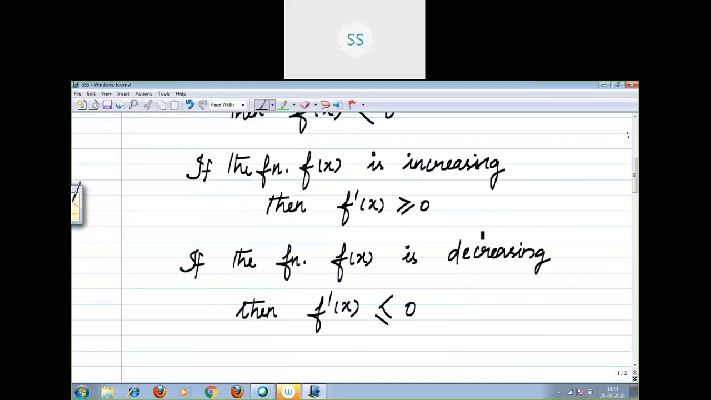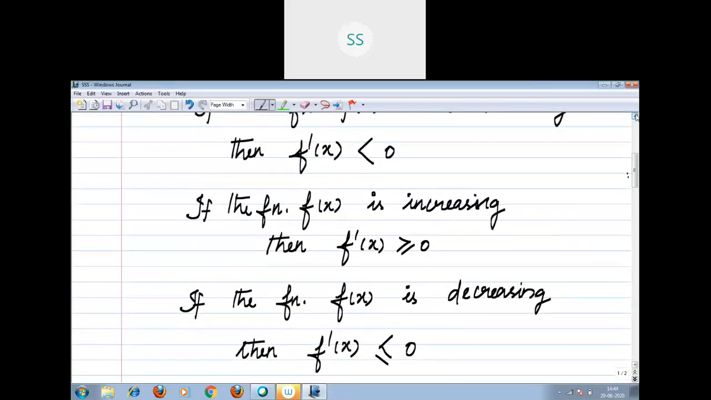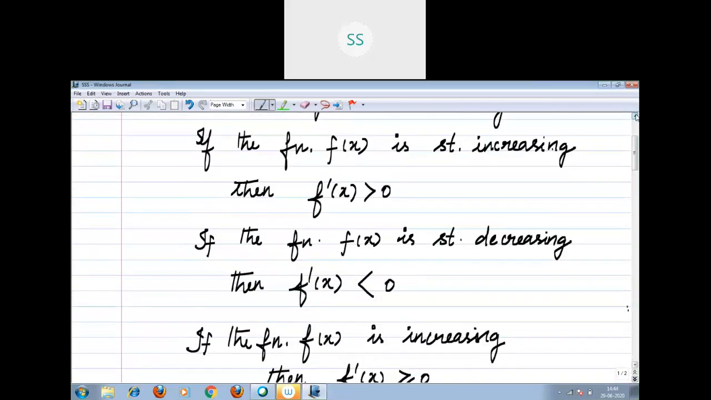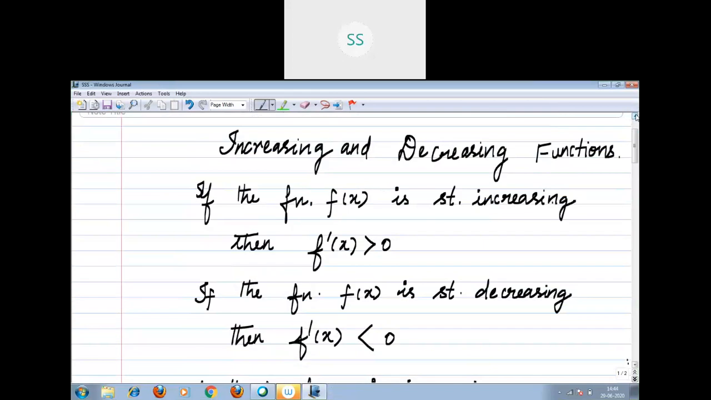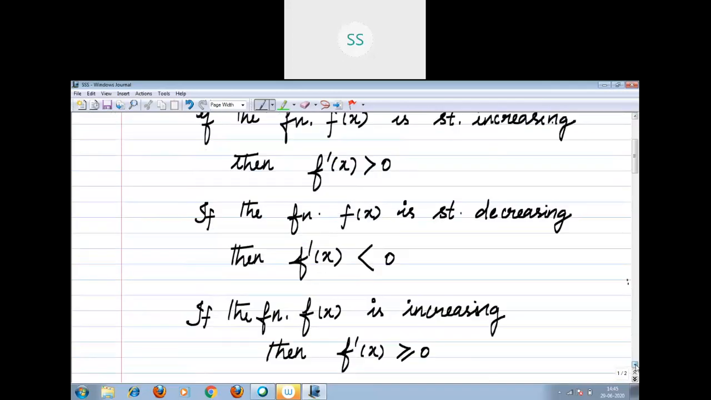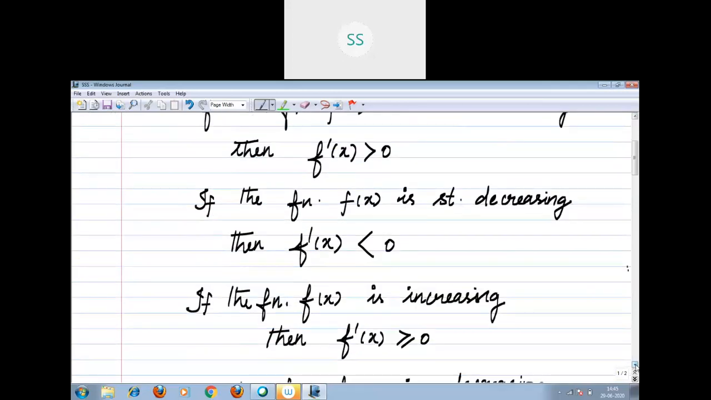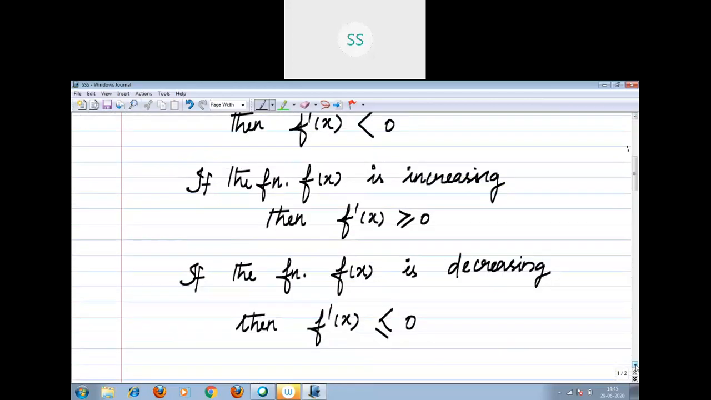Again I repeat the statement. You should understand how to say the function is strictly increasing, strictly decreasing, and increasing, decreasing. If the function is strictly increasing, the derivative should be greater than 0. If strictly decreasing, the derivative should be less than 0. If increasing, the derivative should be greater than or equal to 0. If decreasing, then f dash of x, that is the derivative, is less than or equal to 0.